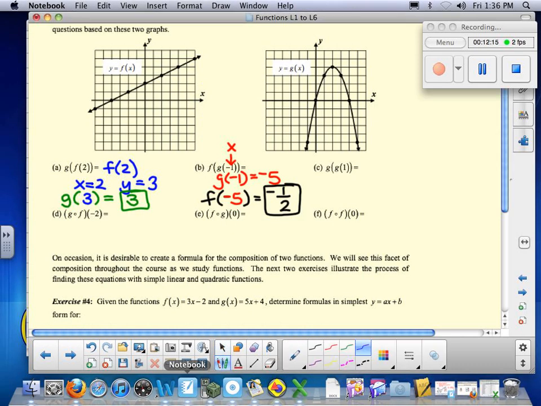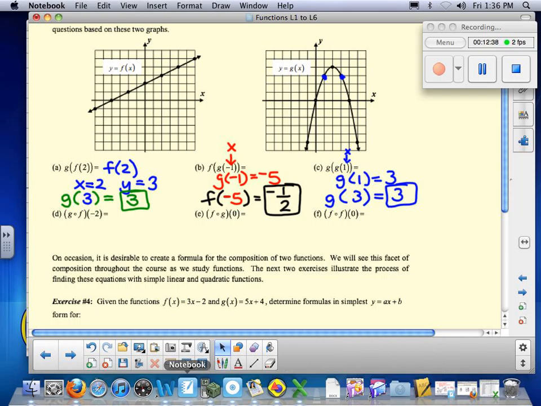Here we go. Again, we're starting with our x value at 1. Where does it hit our parabola? At 3. Oh, I can't write that there because that's not the final answer. I apologize. g of 1 equals 3. And then I'm going to do g of 3. 1, 2, 3. Where does that hit? And 3. That's our final answer.